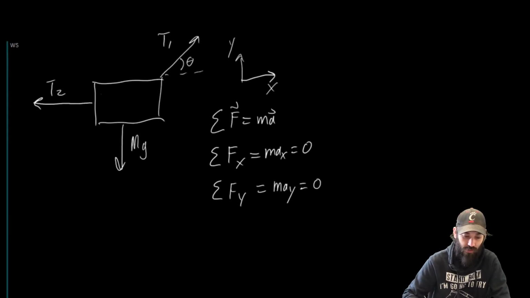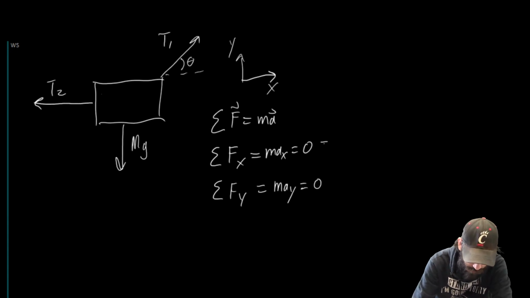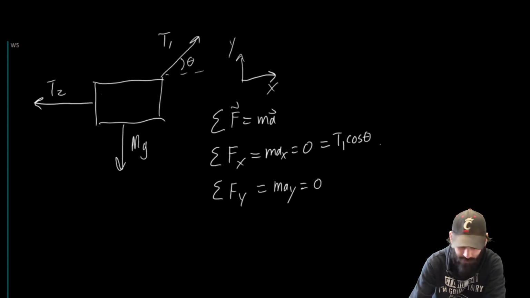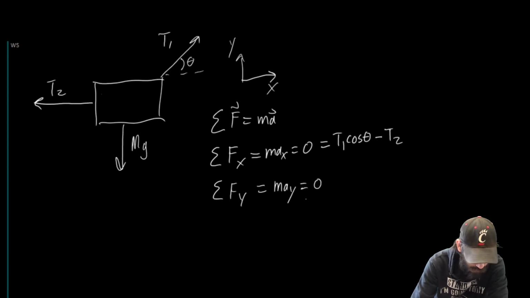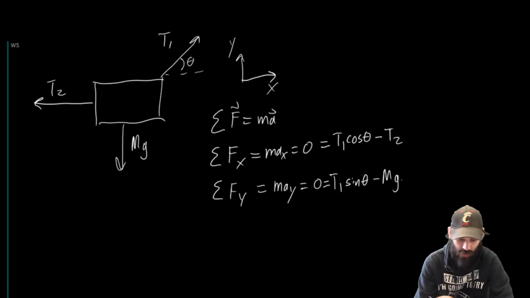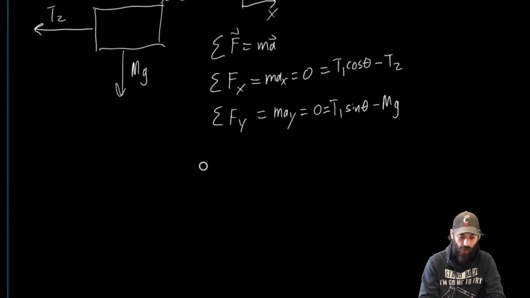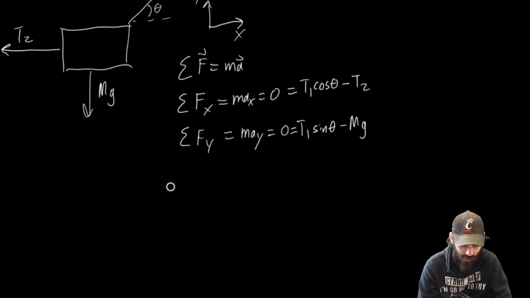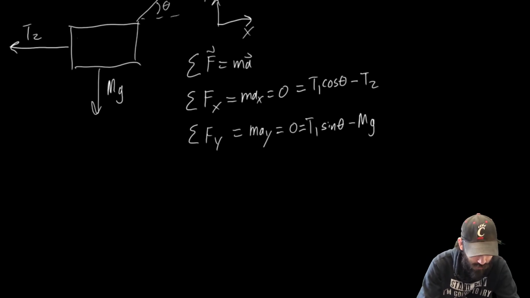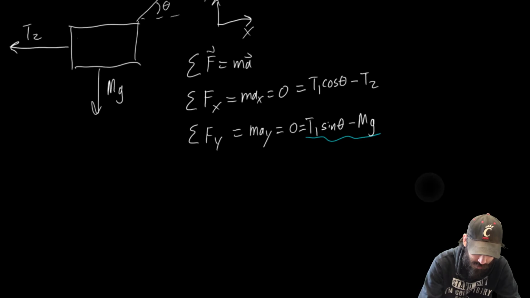And so let's look at the sum of the forces in the x direction. So in the x direction, this is going to be T1 times cosine of theta minus T2. And in the y direction, this is going to be T1 sine of theta minus capital M G. Okay, so for our sum of forces in y, we can solve for what T1 is. It says that T1 is going to be equal to capital Mg divided by sine of theta.